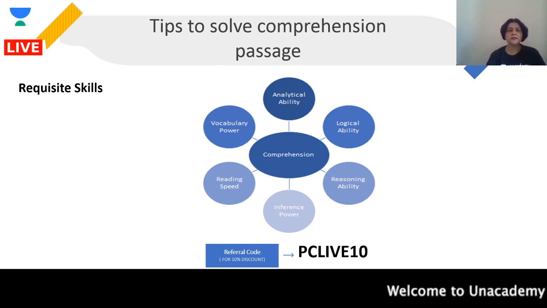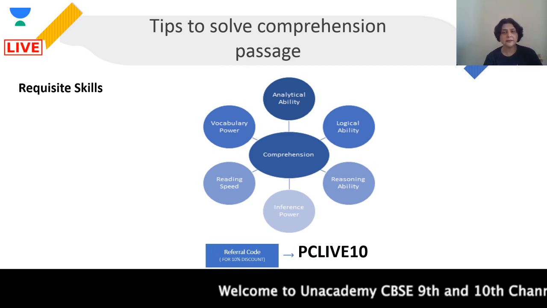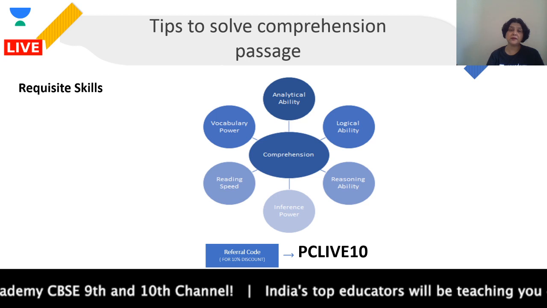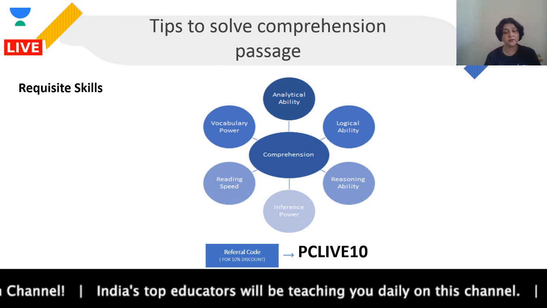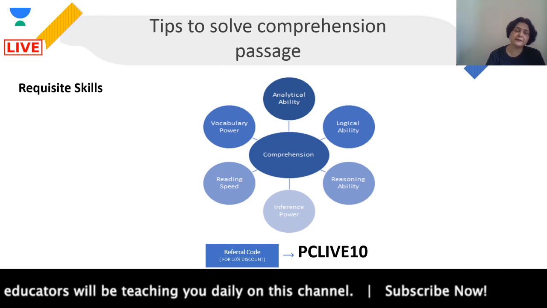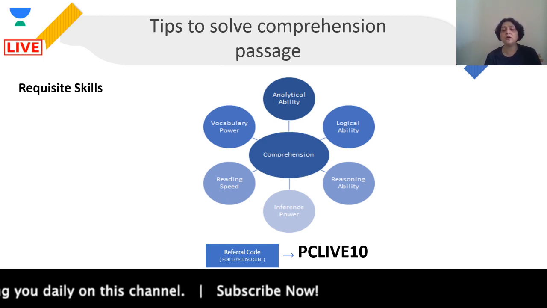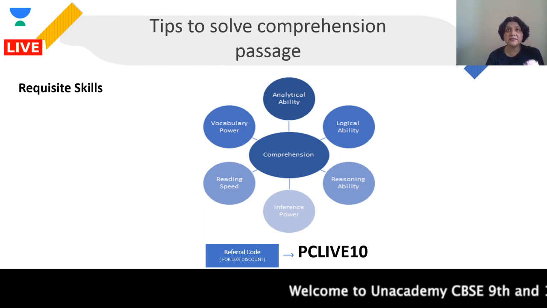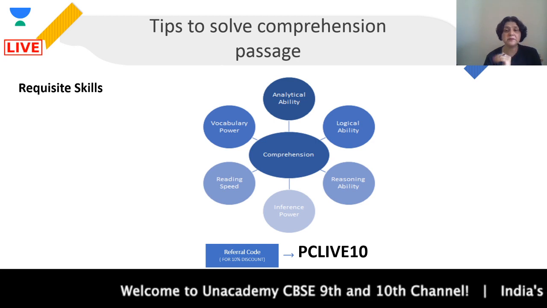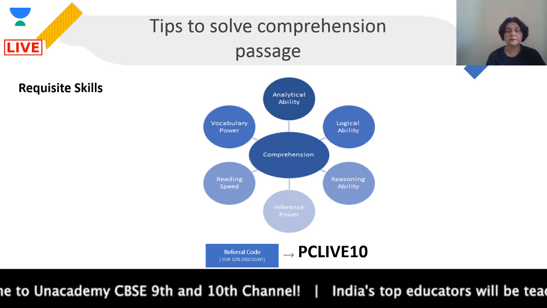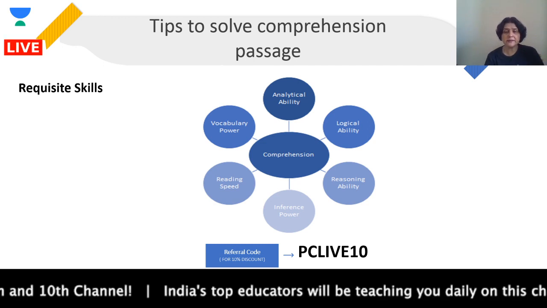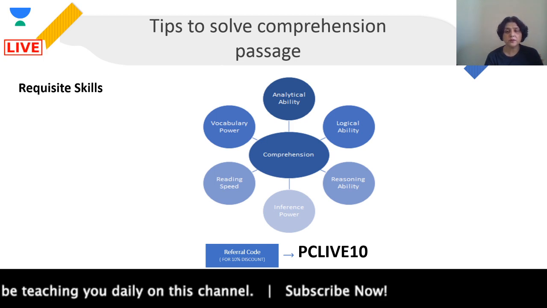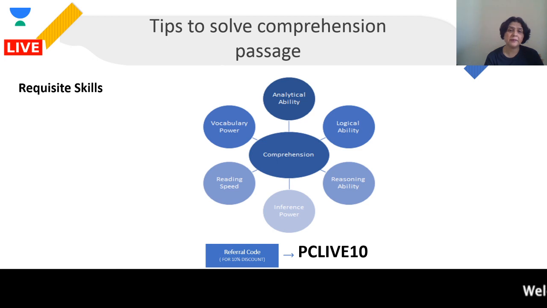Now, these are some of the skills that you all can see. Analytical ability, vocabulary power, reading speed. Reading speed is very, very necessary. Logical ability, reasoning, inference. Now, if you read a factual passage as well as a discursive passage, there will be a lot of facts which will be given, and you will have to understand the explicit and the implicit meaning. When I say explicit and implicit meaning, what does that mean? Explicit meaning is quite apparent and is directly shown to you, and implicit meaning is something which is hidden in the passage.